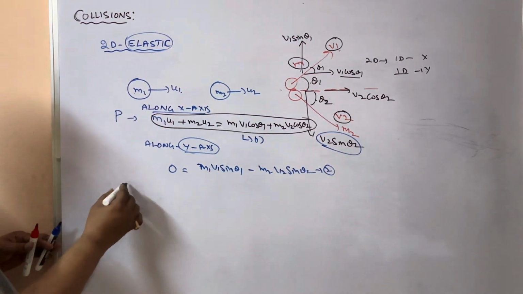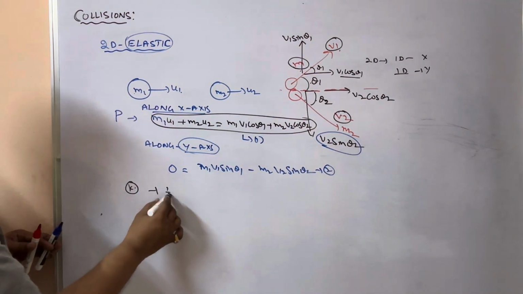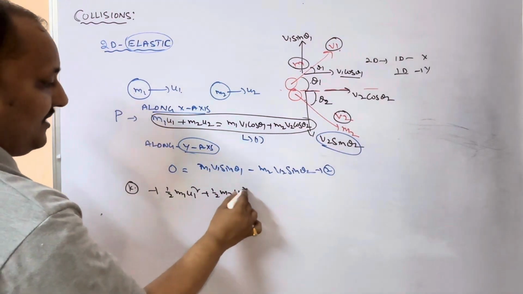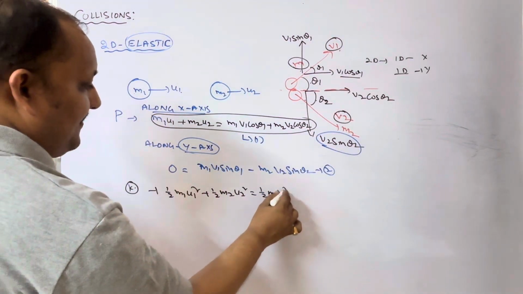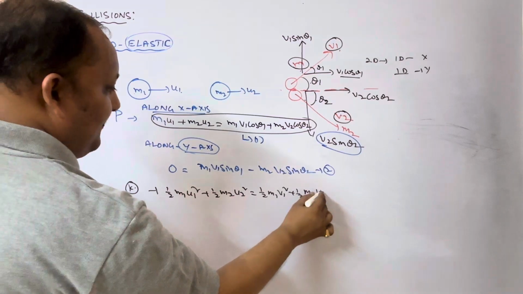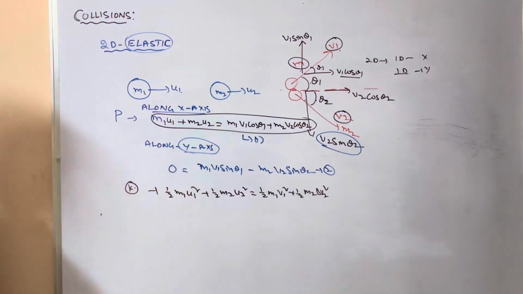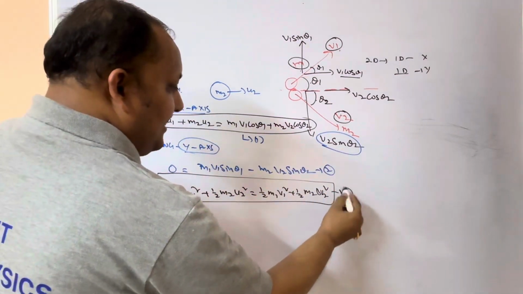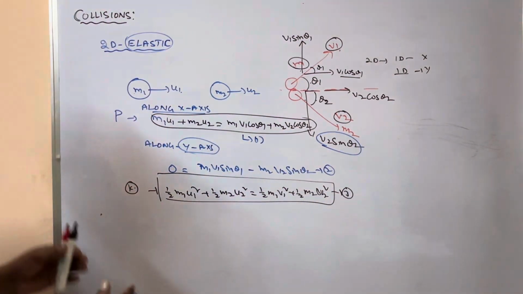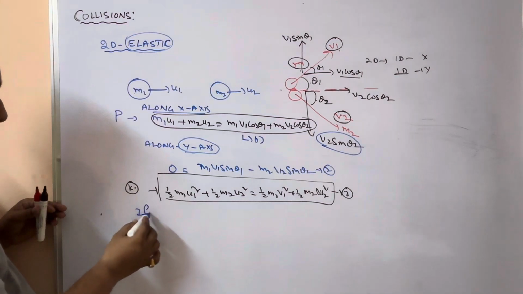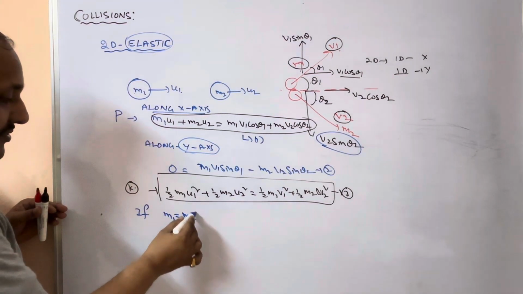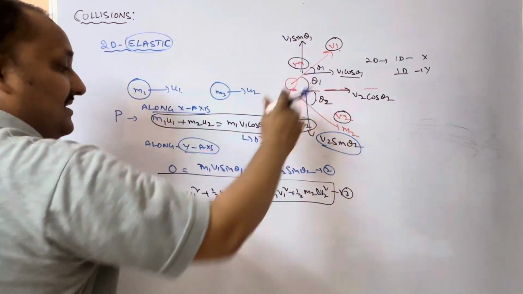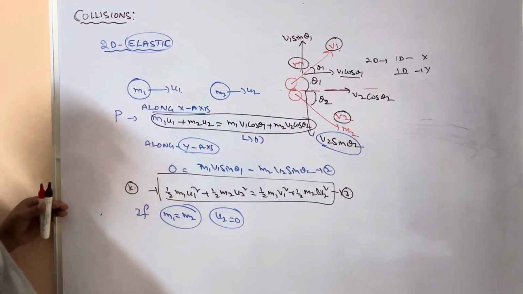And according to the law of conservation of kinetic energy, half m1 u1 square plus half m2 u2 square is equal to half m1 v1 square plus half m2 v2 square. So if you apply these equations, you are going to get any question. But one separate case will be there in this, very important. If m1 equal to m2, masses are equal, and the second object is at rest. If it is one dimensional, what we said, they will exchange their velocities.